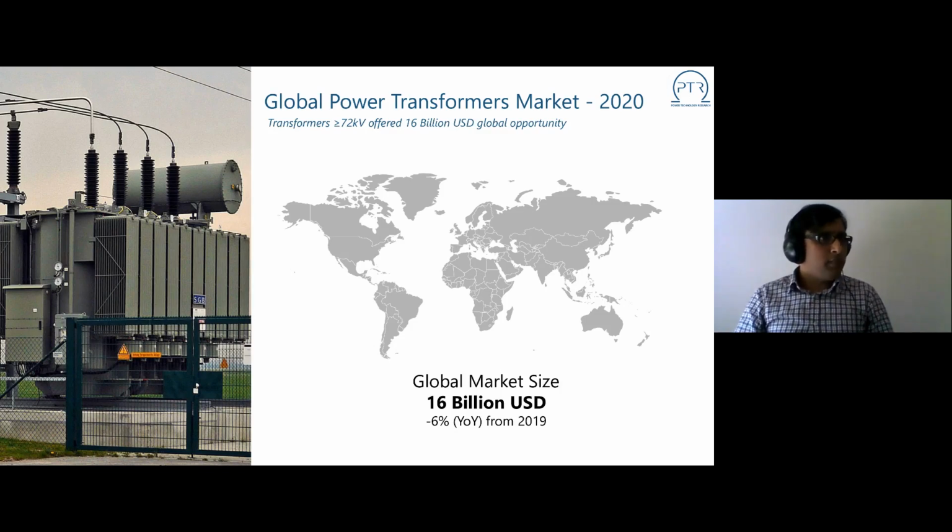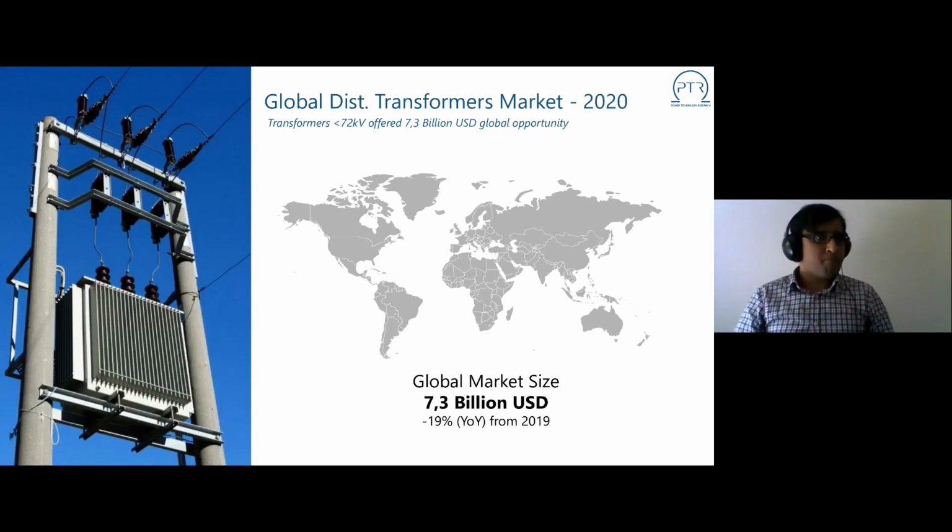If we look at the global market size, the market was valued at $16 billion US, which was a 6% decline from the 2019 market. Part of it definitely came from the impact of COVID. If we compare it with the distribution transformers market, this is where we see that the DTR market got really impacted because of COVID, a higher impact compared to the power transformers market. Overall, the DTR market was valued at $7.3 billion US dollars in 2020, which was nearly a 20% decline from the 2019 market.